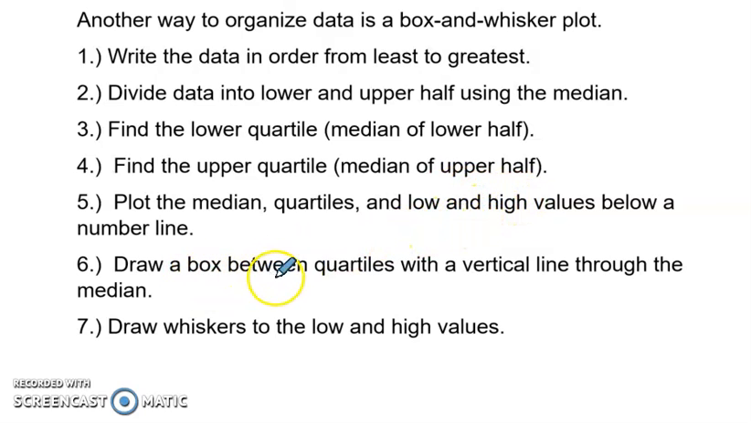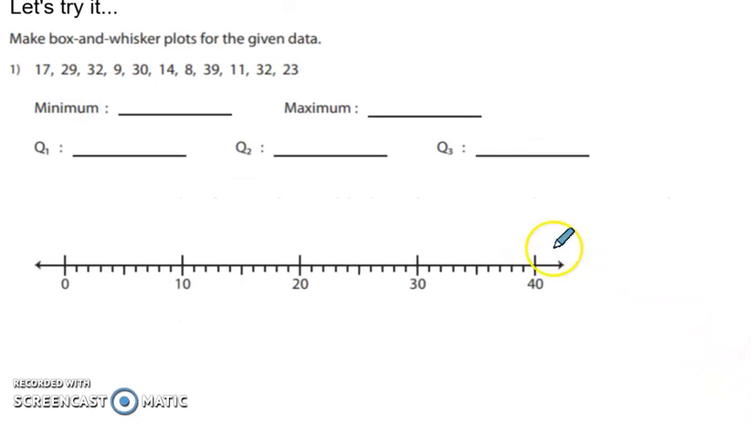And then we're going to draw a box between the quartiles with a vertical line going through the median, and then we're going to add our whiskers. Our whiskers are going to come out the ends, and that's going to touch our lowest value and our highest value. It's a nice visual to see where your data is. So let's go ahead and try it.